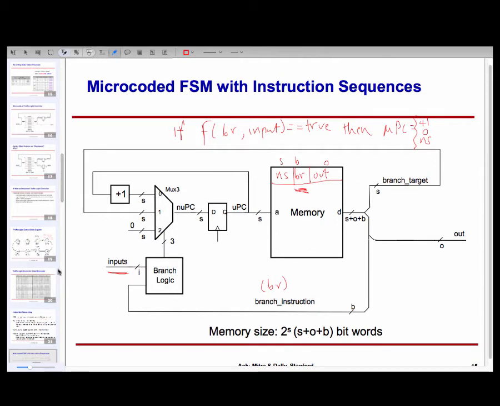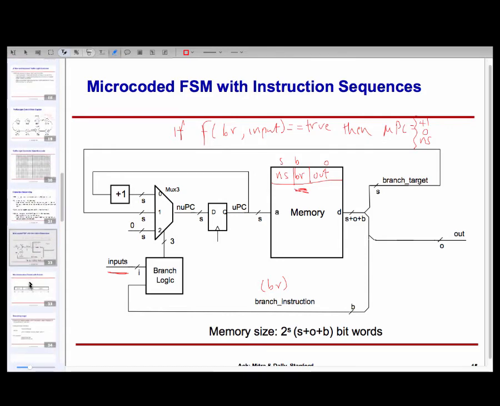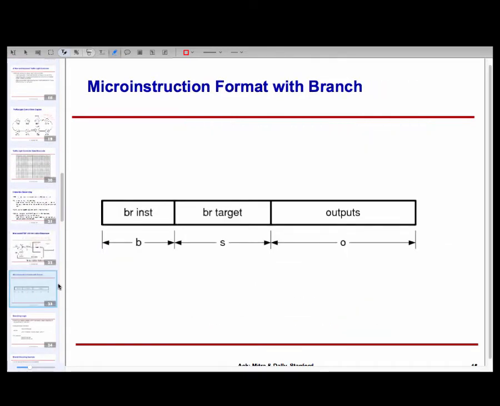Let me try to do it through an example. So again, going to the memory. In the memory, I have three fields sitting now. At each address of the memory, I have B bits of what I'm calling the branch instruction. I have S bits of what I'm calling a branch target, and I have O bits of the output. This is what we used to call next state.